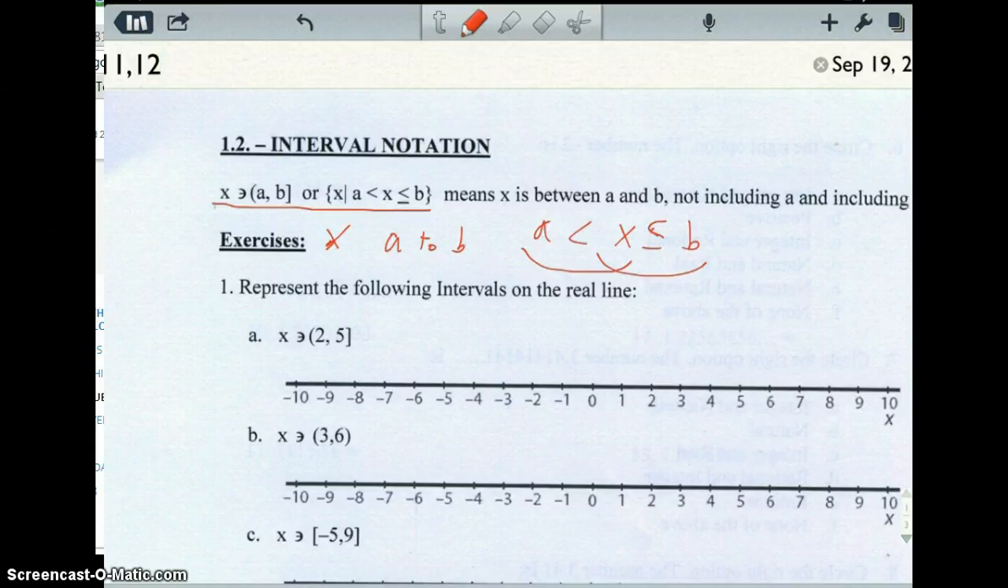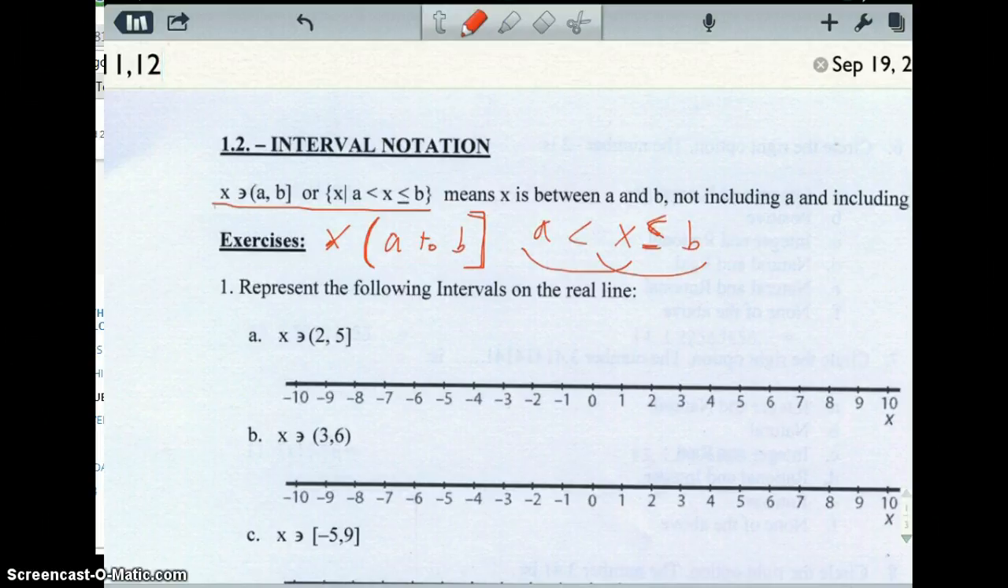There's this other notation we have here, which is round parentheses and square parentheses. So round parentheses kind of corresponds to a less than, and square parentheses corresponds to a less than or equal to, and I'll show you how that works. It's easier to see on the number line.